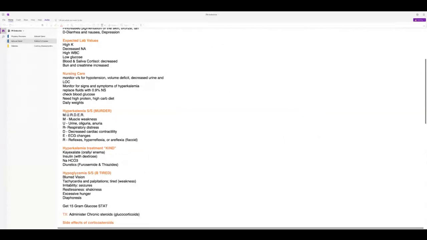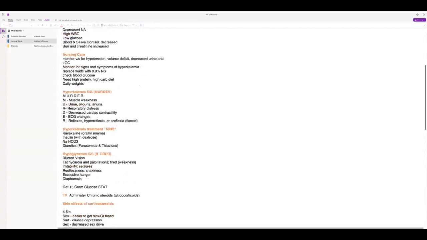With hypoglycemia, the patient may present with hypoglycemia, especially if they have an adrenal crisis. Okay, so remember, BE TIRED is a mnemonic you can use. So blurred vision, tachycardia, weakness, irritability and seizures, restlessness, excessive hunger, and diaphoresis. Cold and clammy, gimme candy. So if this patient is cold and clammy, you're going to get 15 grams of glucose stat.